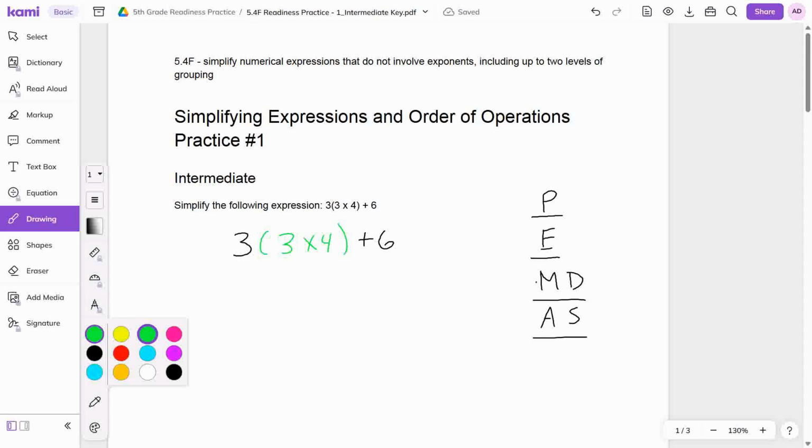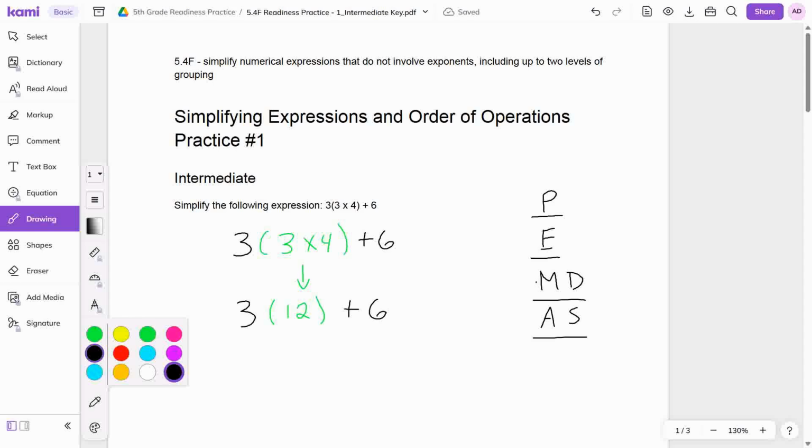So if you have a multiplication and an addition inside a parentheses, you have to multiply before you add, for example. So I'm going to take my 3 times 4, and I'm going to make that 12. And so what we have here is a parentheses 12, we have a 3 on the outside of it, and we have a plus 6.